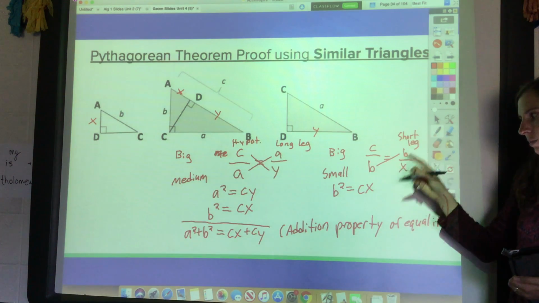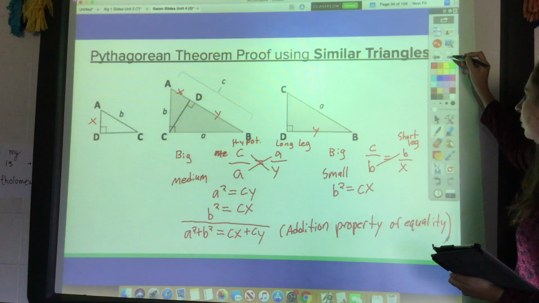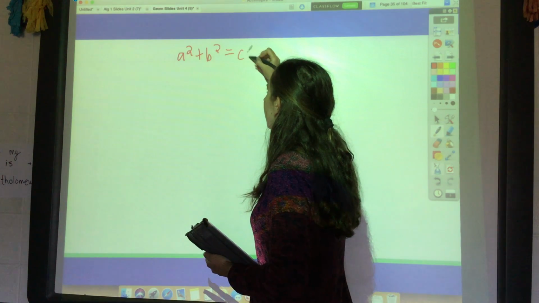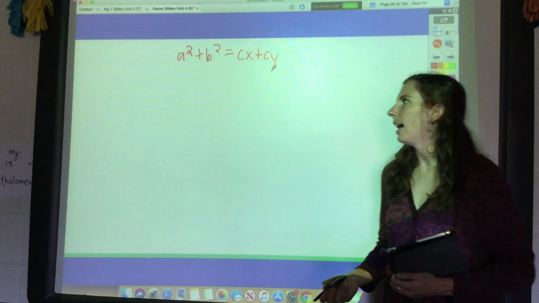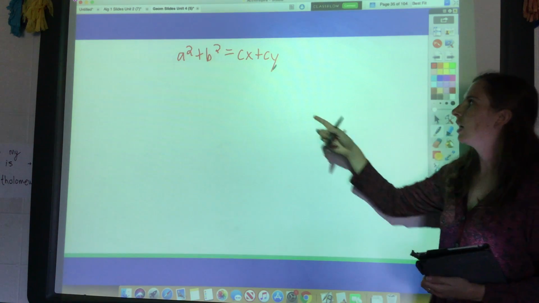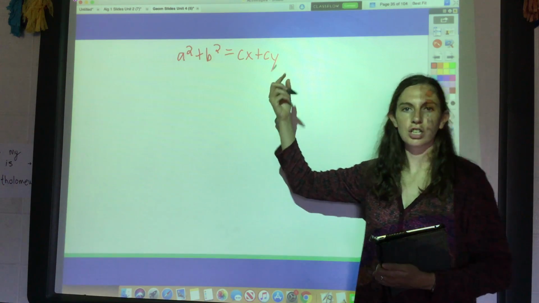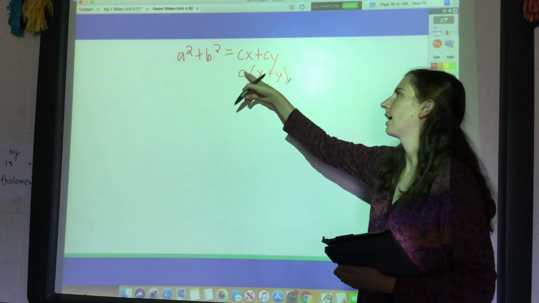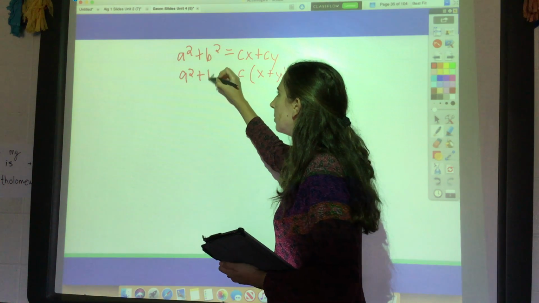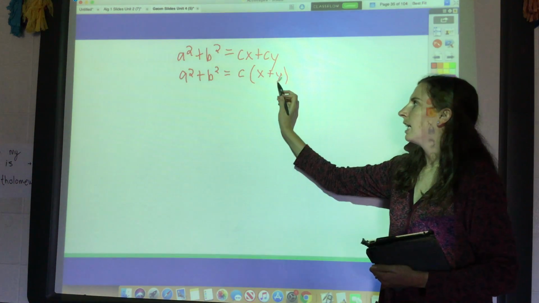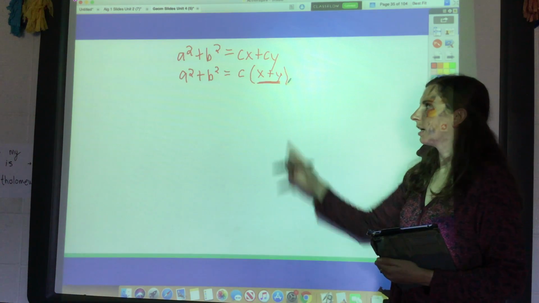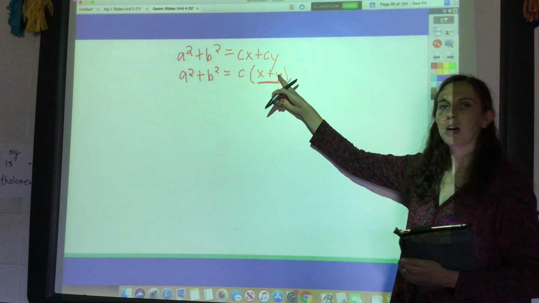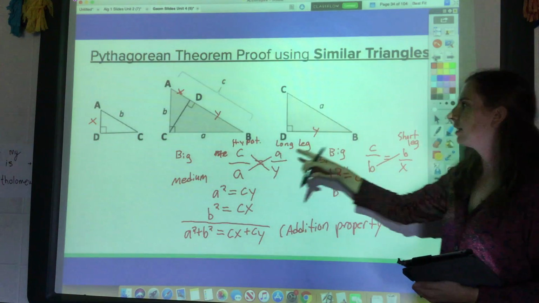All right, I'm going to go on to the next page. We've got A squared plus B squared equals CX plus CY. So wouldn't it be nice? Well, first thing I'm going to do is, let's go ahead and factor out that C. See how they both have a C? It's a GCF. So bring that C out to the front, leaving X plus Y left over. We are so close to A squared plus B squared equals C squared. It would be really nice if instead of this, I had a C, because then I'd have C times C, C squared. And we actually do, because X plus Y is literally C.